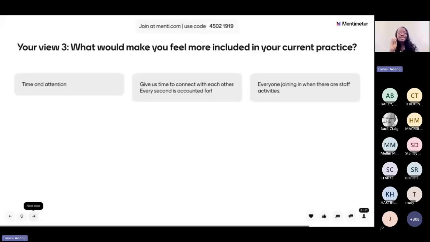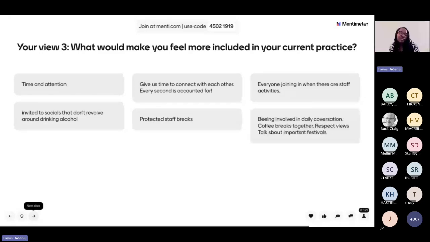And when it's staff activities, we're thinking of staff activities within the surgery, but also external events, picnics, things like that, where staff get to come together. It would be lovely to come together and get everyone on board. There's being invited to socials that don't revolve around drinking alcohol. Thank you to whoever brought this up. This is an absolutely interesting point that often gets overlooked.